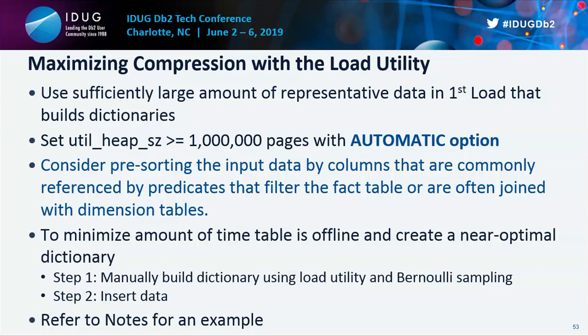You can consider pre-sorting, because this will actually help get a good synopsis table, and potentially even pre-sort on multiple dimensions. Because the loads are offline, you can manually build the dictionary and then load and insert data separately. There are some examples in the notes of some best practices.